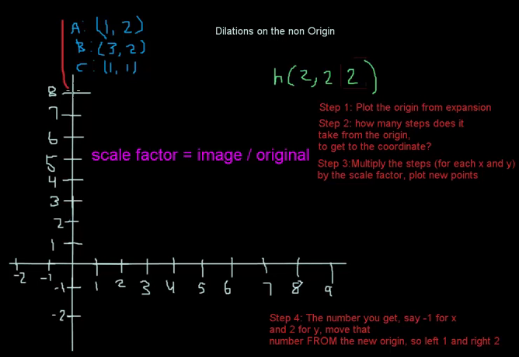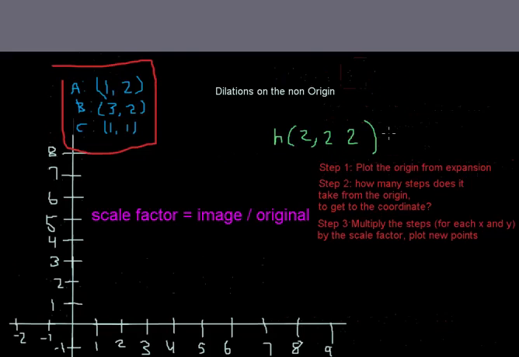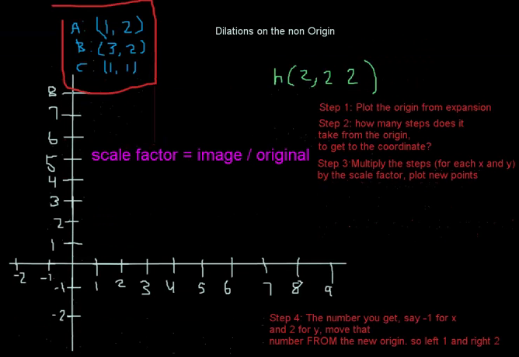So we are given these coordinates over here. We're going to have to dilate them with the origin of expansion of 2 and 2 and the scale factor of 2. So let's plot these right here. 1 and 2 is right over here, and we're going to call this A. B would be 3 and 2, right beside A, so B right there, and then C would be 1 and 1, so right over here. We call it C.